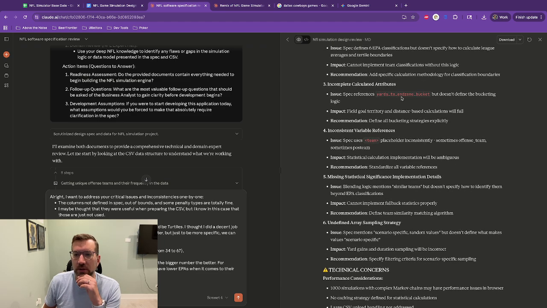Incomplete calculated attributes. Okay, cool. Yeah, that's a good point. Good catch on the yards to end zone bucket not being in the spec. We are basically just rounding to the nearest 10-yard bucket, aka if there are 92 yards to the end zone, we're saying 90. If there are 34 yards to the end zone, we're saying 30. If it's 37, we're saying 40. So just basic rounding bucketing logic.